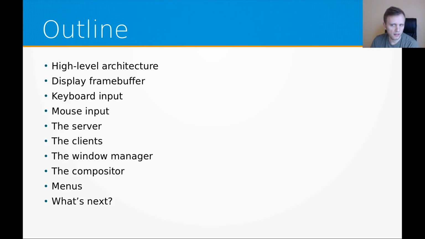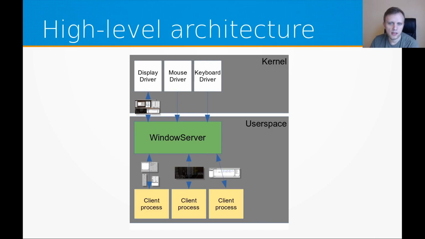So here's a little outline of the things that we're going to look at. I'm going to look at high-level architecture, just the big parts, what they are. Then we're going to talk about the display frame buffer, how that works, the keyboard input, how that works, mouse input, and then the server, the clients, the window manager, the compositor, and then we're going to talk a little bit about menus, how those work, and then we'll finish off with looking into the future, like what's coming next, what are some ideas I have for what to work on, improvements, stuff like that. So let's jump right into high-level architecture.